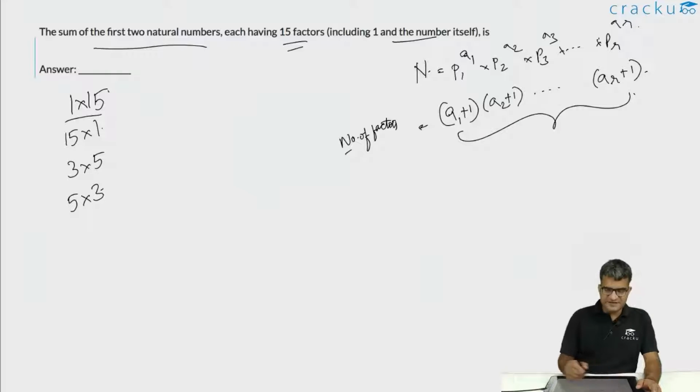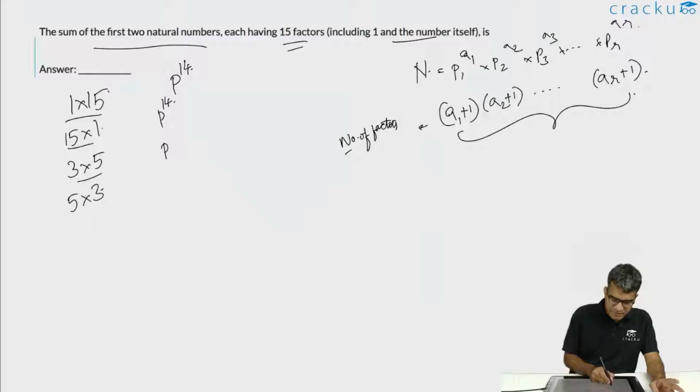In the first case, if it is 1 into 15, basically what we are saying is that this is of the form a prime number p to the power 14. Even over here, it will be a prime number p to the power 14. In this case, it has two prime factors, and this will be of the form p1 square into p2 to the power 4. This also will be similar, p1 to the power 4 into p2 square.